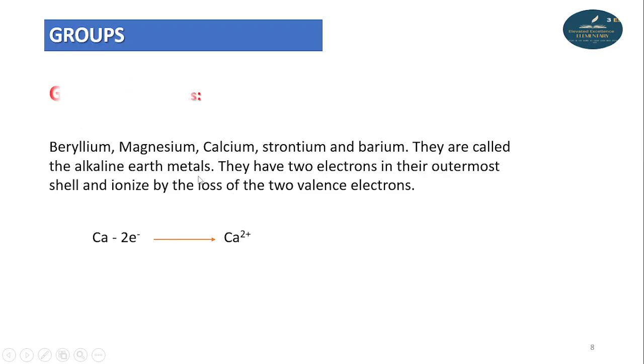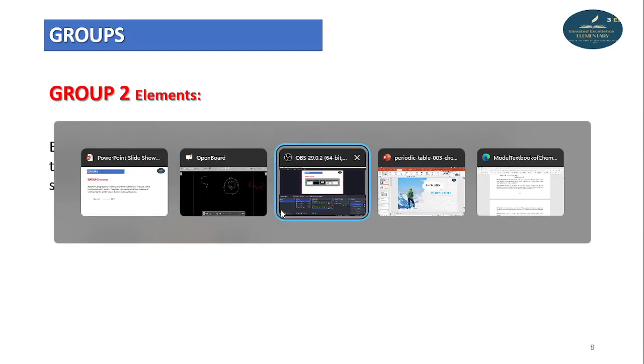So now the group 2 elements: beryllium, magnesium, calcium, strontium, and barium. They are called the alkaline earth metals. You need to understand that they have 2 electrons in the outermost shell and ionize by the loss of the 2 valence electrons. So what does that indicate?